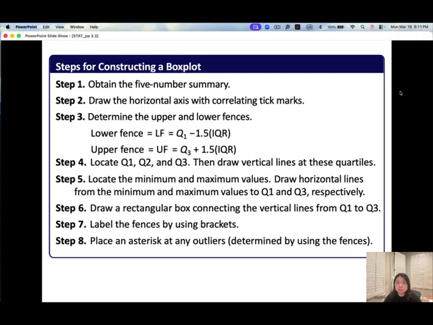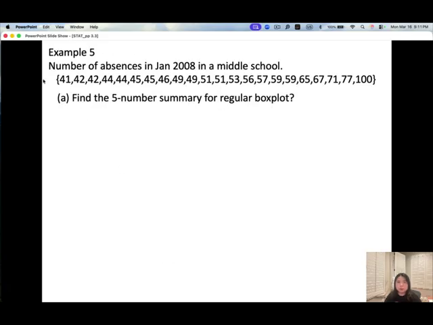Steps for constructing a boxplot. Here are the steps to teach you guys how to use the 5-number summary to construct a boxplot. Let's try this example: number of absences in January 2008 in the middle school. So I do have the data here, and the data is already arranged from the smallest to the largest one. So first, find the 5-number summary for the regular boxplot.